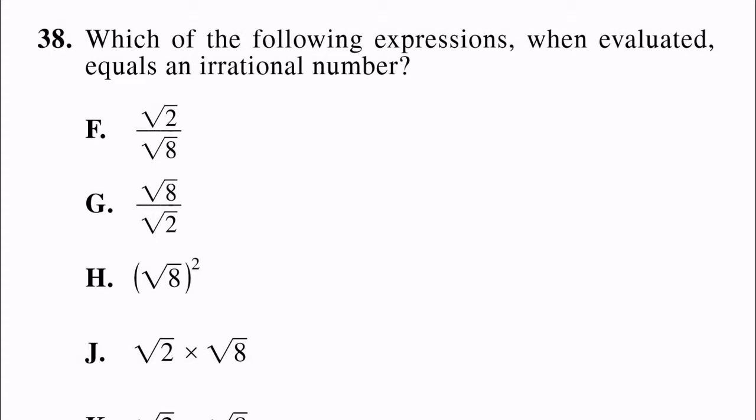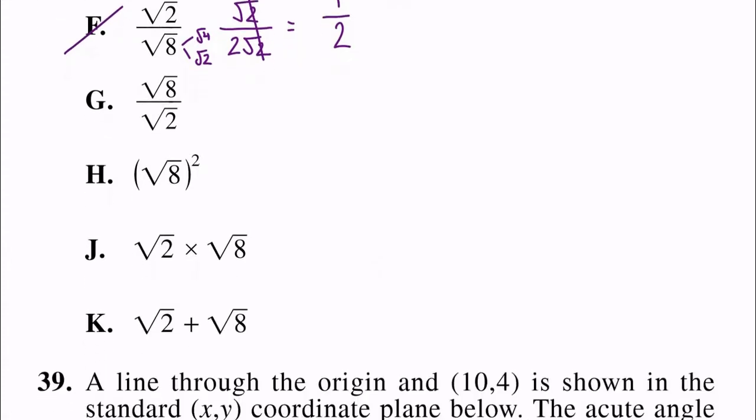So let's try this one. If we simplify both the top and the bottom, we can't simplify the square root of 2. However, we know that we can simplify this to the square root of 4 and the square root of 2, and then this becomes 2 times the square root of 2. The square root of 2's cancel out and we get 1/2, which is not an irrational number. So this does not equal an irrational number.